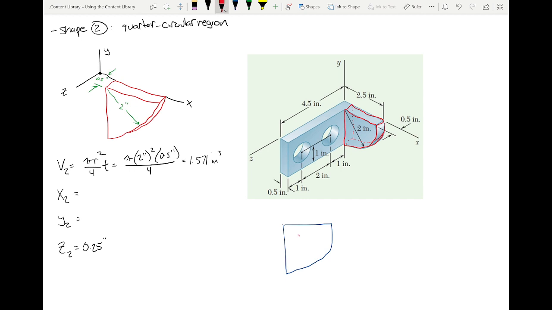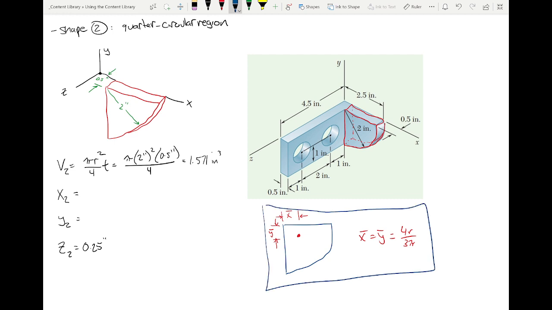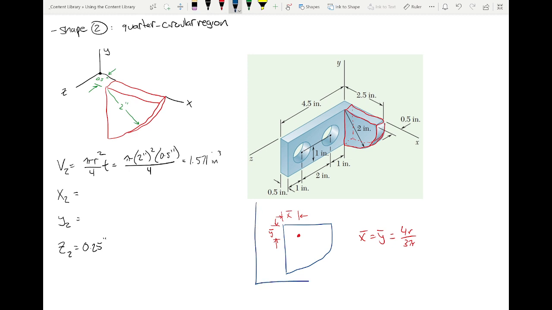Here's the centroid. And we'll say this distance here is X bar. And this distance here is Y bar. I propose that x bar equals y bar equals 4r over 3 pi. Which, that shouldn't be all that surprising since we've done quarter circular regions before.